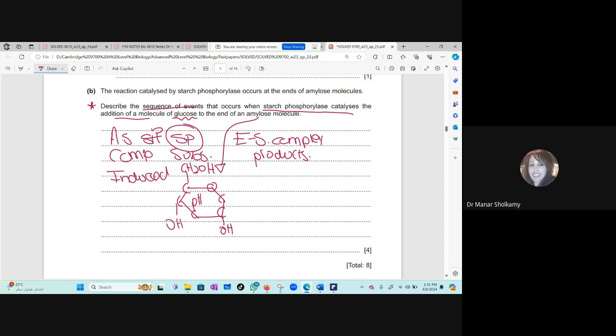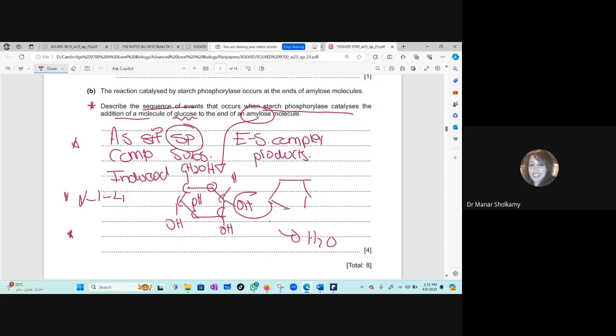So the enzyme will catalyze the making of the bond. This is alpha, hydrogen above, OH below, and the same here. And this is a condensation reaction. So the enzyme, the mode of action: induced fit, complementary active site, enzyme substrate complex, and making the product. And it will create the bond in the amylose, which is the alpha 1 to 4 glycosidic bond.